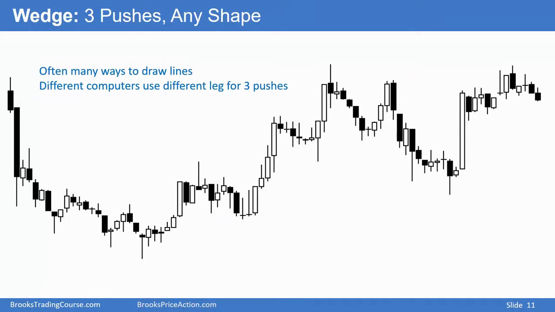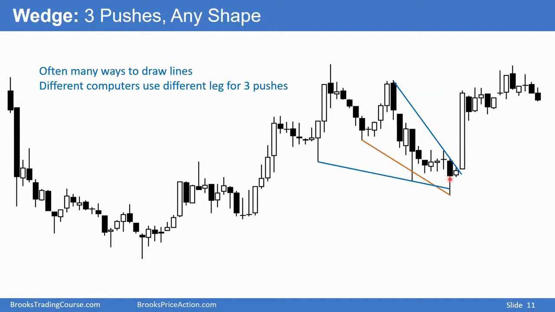As I said, there are many ways to draw the lines, and different computers use different algorithms, and they draw the lines differently. 3 pushes down, 1, 2, 3. Other computers will say the first push was here, 1, 2, 3. This push down from here was followed by a new high.